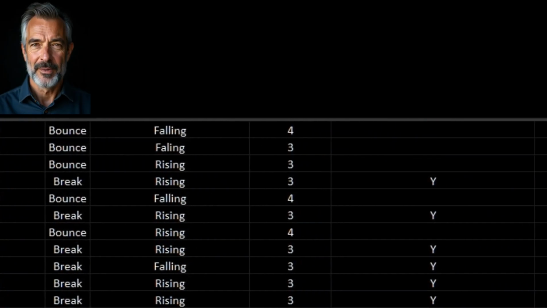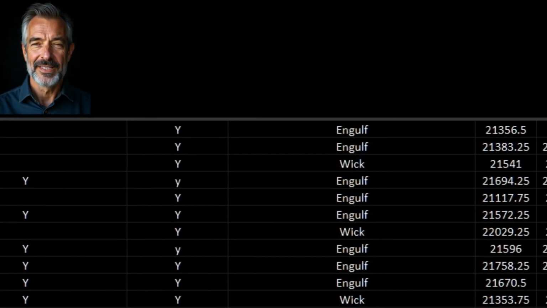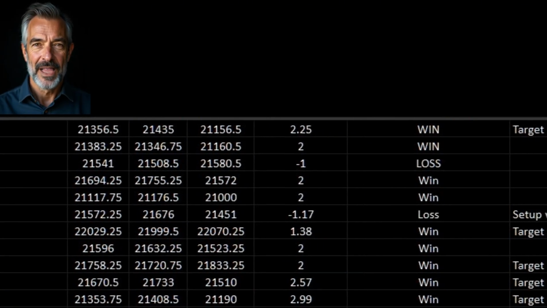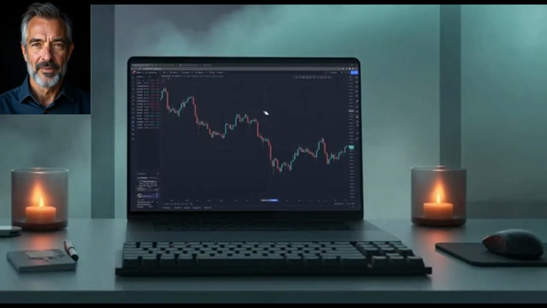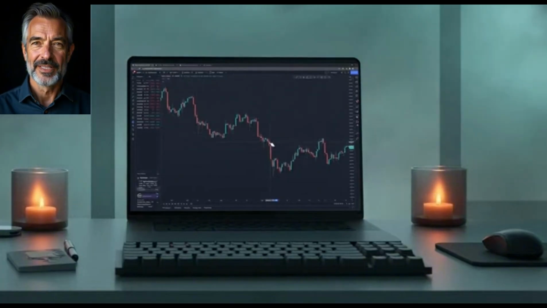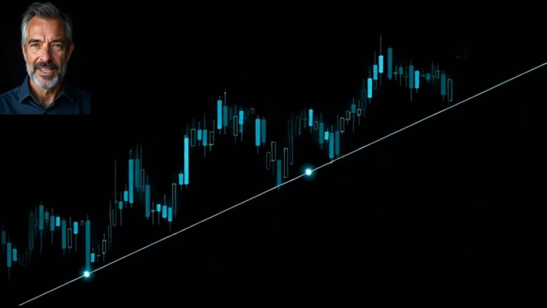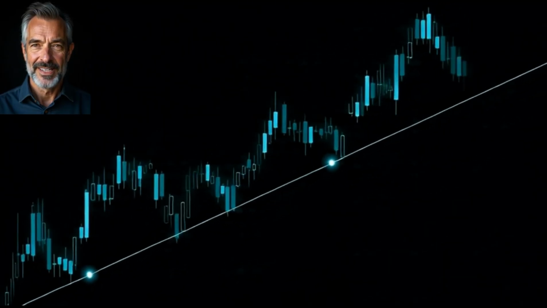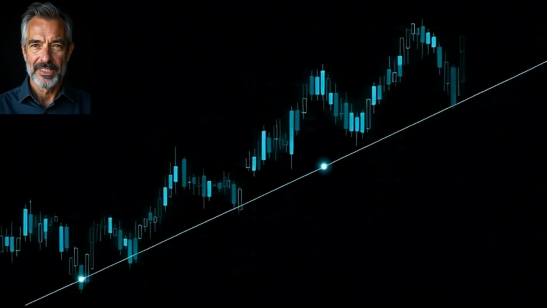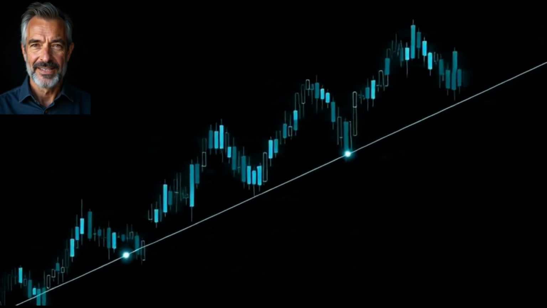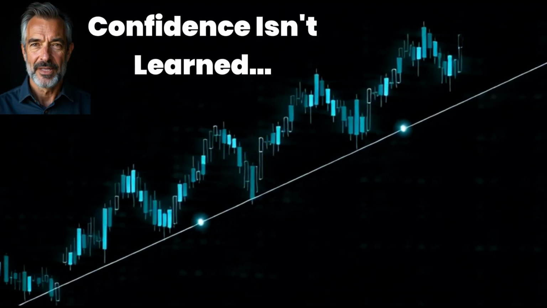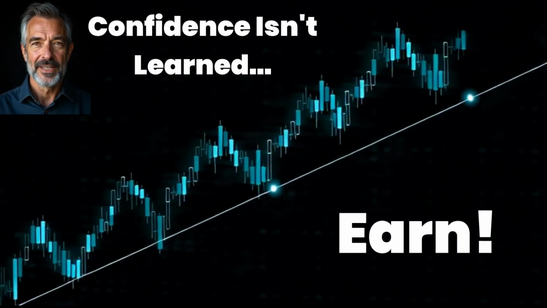I was going to give away my worksheet, but I decided against it because the value isn't in my numbers, it's in you doing the work. When you manually backtest 20, 30, 50 trades, you'll see which trend lines matter. You'll feel how often the third touch reacts. You'll recognize the difference between a good retest and a trap, and you'll build the discipline you need to trade this live. Confidence isn't something you learn. Confidence is something you earn.